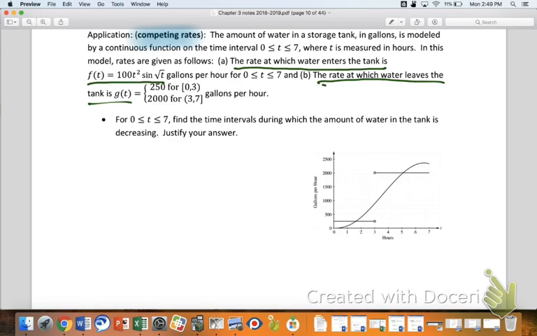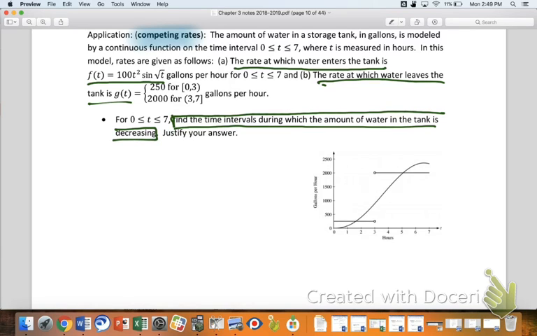So here we go. For the interval 0 to 7, find the time intervals during which the amount of water in the tank is decreasing. Justify your answer. I want to guide you through this a little bit, but I need you guys to supply some important details. I'm going to put a box around the objective like we've done before. Find the time intervals during which the amount of water in the tank is decreasing.